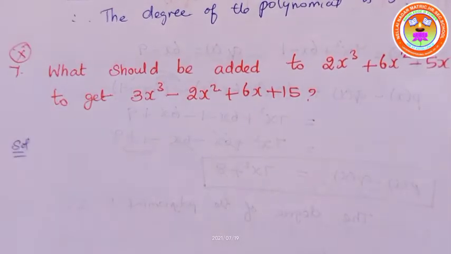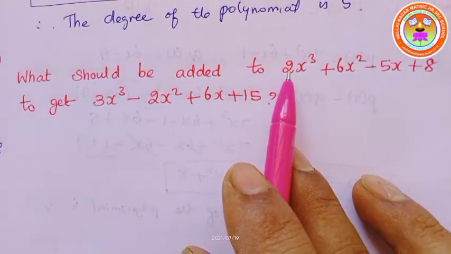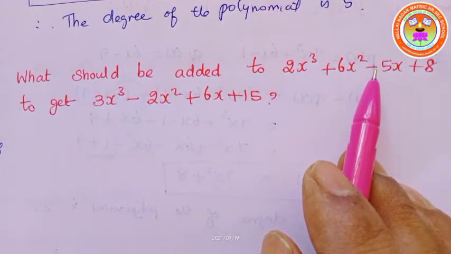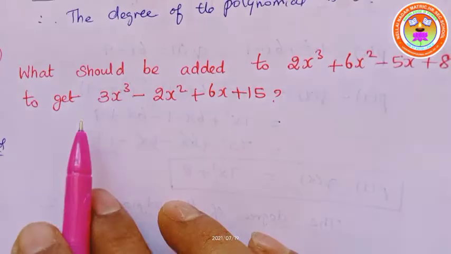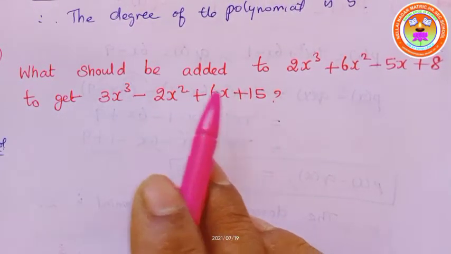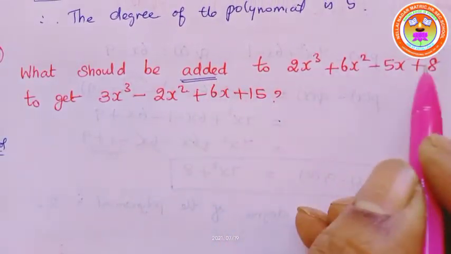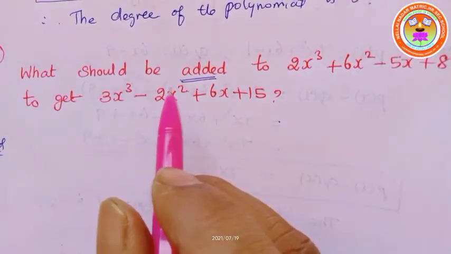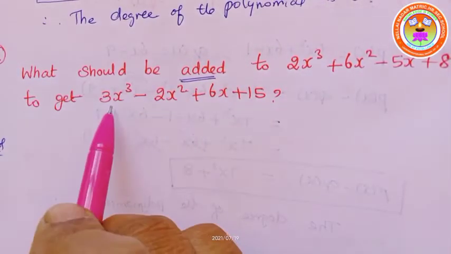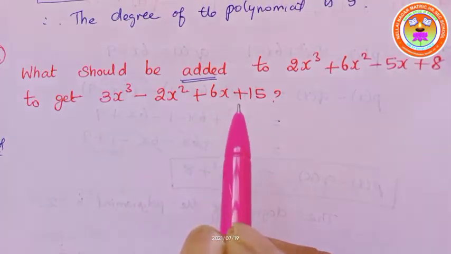Question number 7. What should be added to 2x cube plus 6x squared minus 5x plus 8 to get 3x cube minus 2x squared plus 6x plus 15? Students, here you should add, okay, one polynomial is given, another polynomial is not given. When you add two polynomials, you get the result 3x cube minus 2x squared plus 6x plus 15.